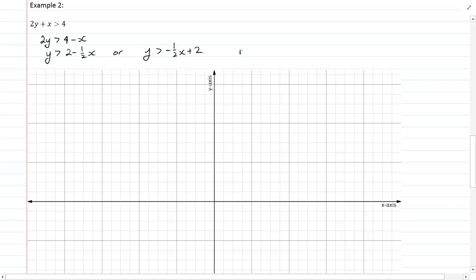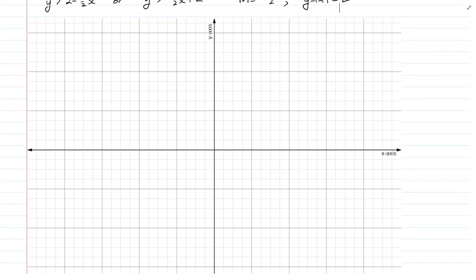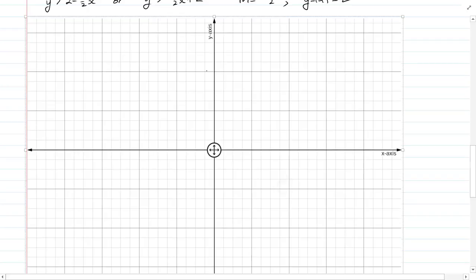And of course this means that m, our gradient, is equal to negative a half, and our y-intercept is equal to 2. So again, I'll label my graph, but this time, knowing what my graph is going to look like, I'm going to go up in 1s, so that will be 2, 1, 0, -1, -2, and I'll go up in 1s here as well. 1, 2, 3, 4, -1, -2, etc.